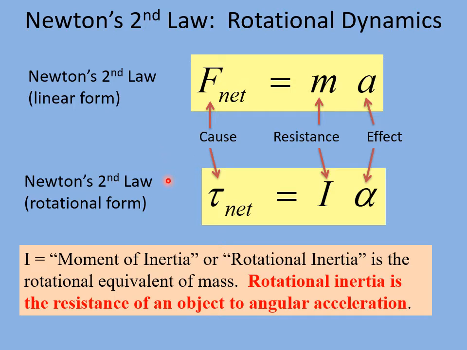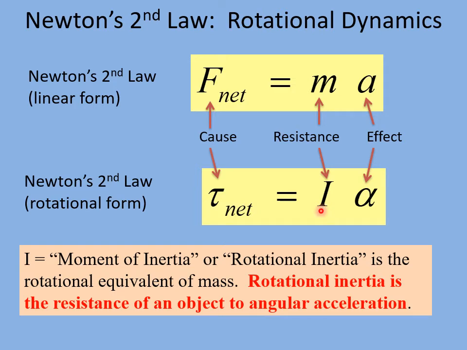In this part of the lecture, we're going to be using Newton's second law in its rotational form, where the net force is replaced by the net torque, the linear acceleration a is replaced by the angular acceleration alpha, and finally the mass or inertia m is replaced by the rotational inertia, which is also called the moment of inertia. So this is Newton's second law in the form we're going to use it in this section. The net torque is equal to I times alpha.